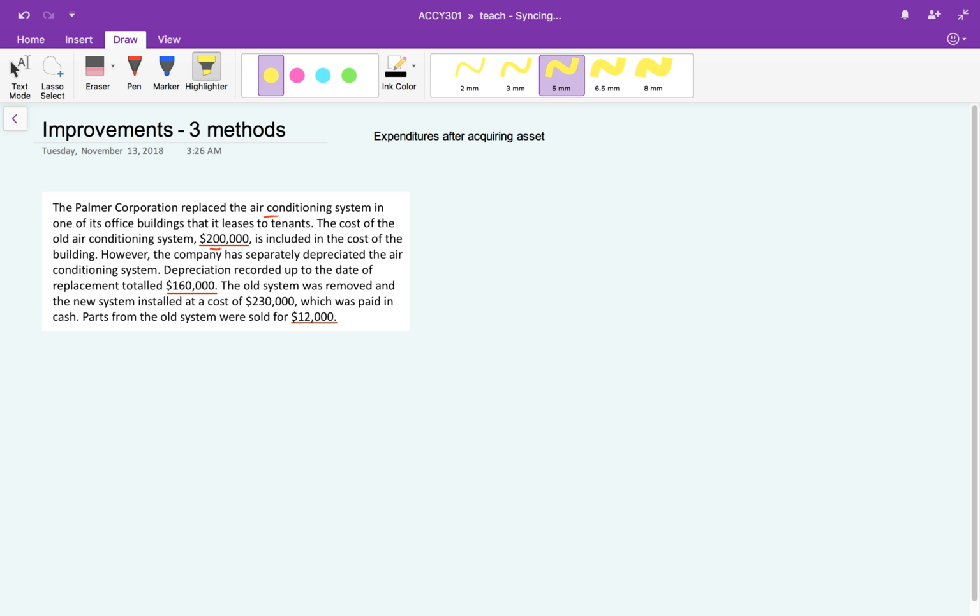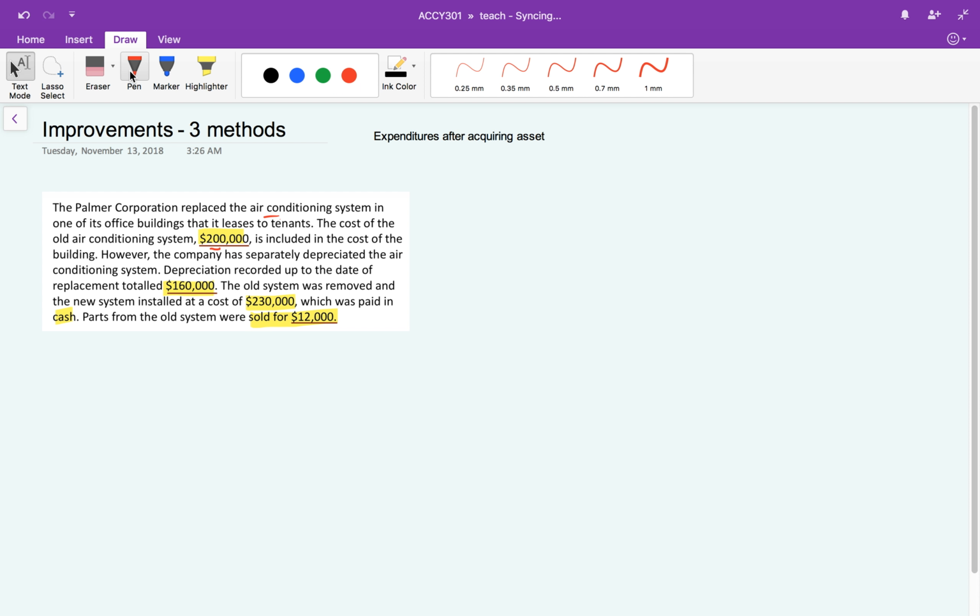Depreciation recorded up to the date of the replacement totaled $160,000, and the old system was removed and the new system installed at a cost of $230,000, which was paid in cash. Parts from the old system were sold for $12,000.